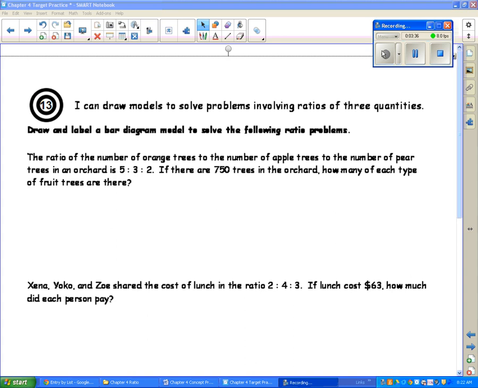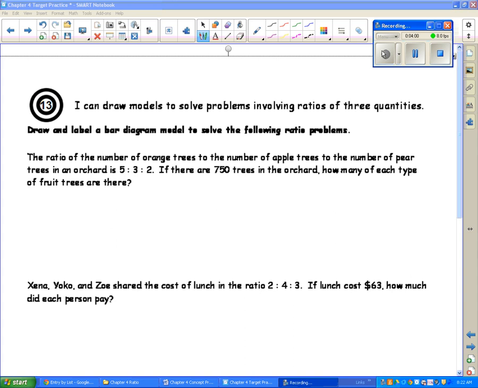Okay, let's move to the first problem on Learning Target 13. On this page, you're being asked to solve ratio problems that involve 3-part ratios, and they're really no different than ratio problems involving 2-part ratios. You can still draw a bar diagram. It can still be really helpful. So let's look at our first problem.